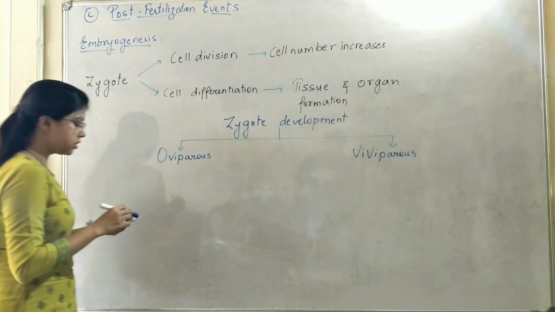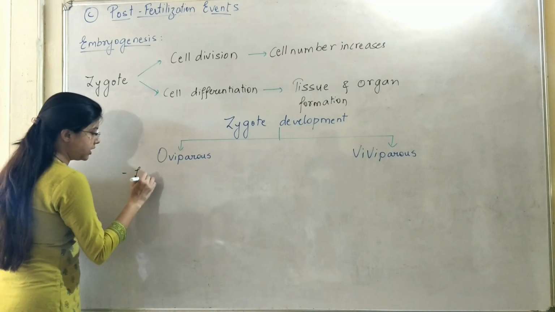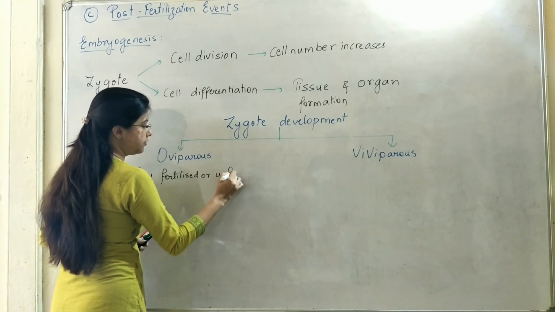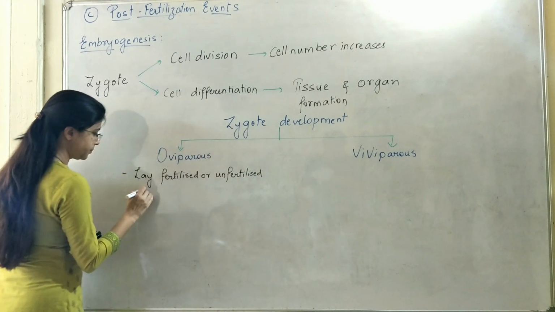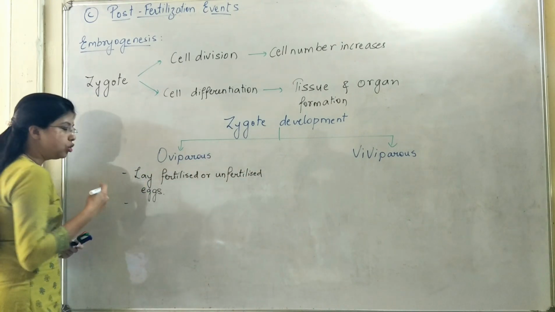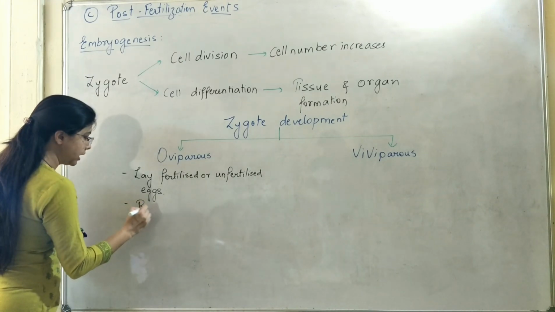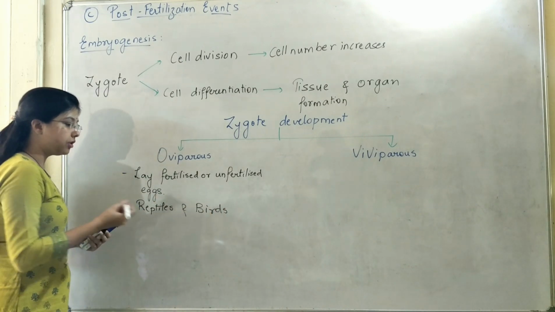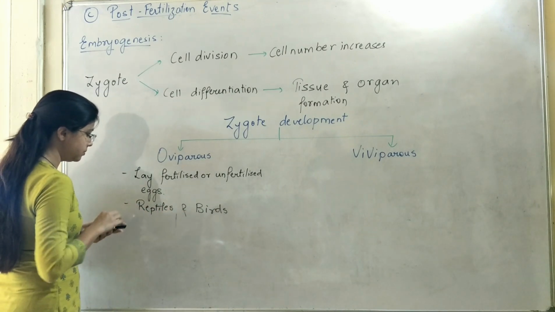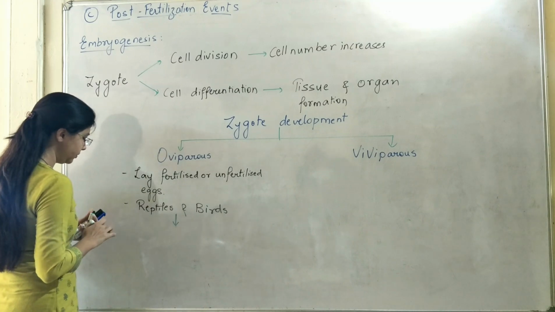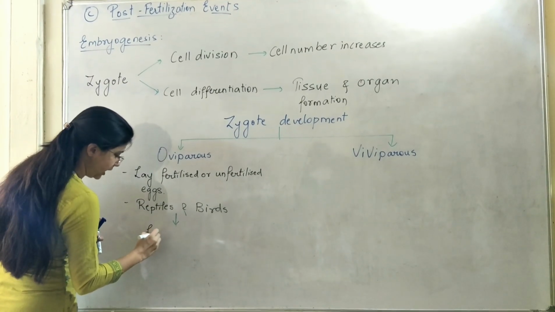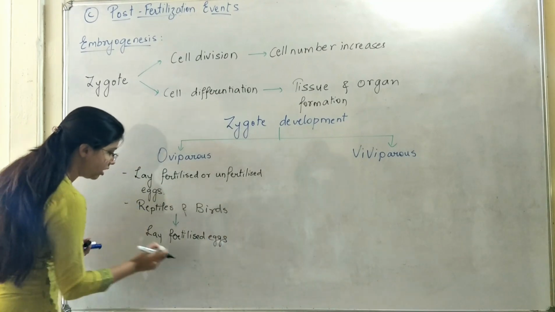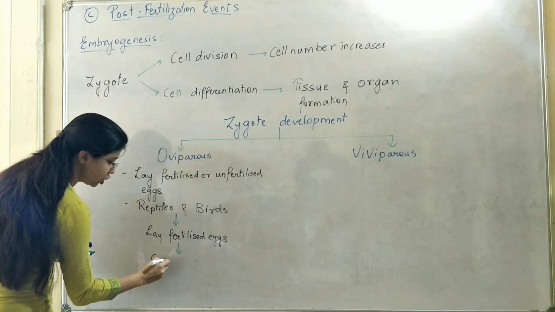Oviparous organisms are those which lay eggs, organisms which lay fertilized or unfertilized eggs. Now, examples of organisms which lay eggs mainly include reptiles and birds. Remember, reptiles and birds lay fertilized eggs. These fertilized eggs are actually covered by a calcareous shell.